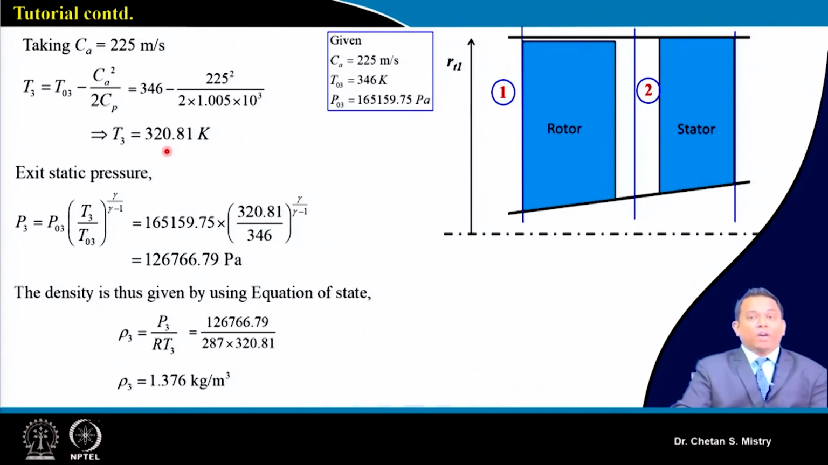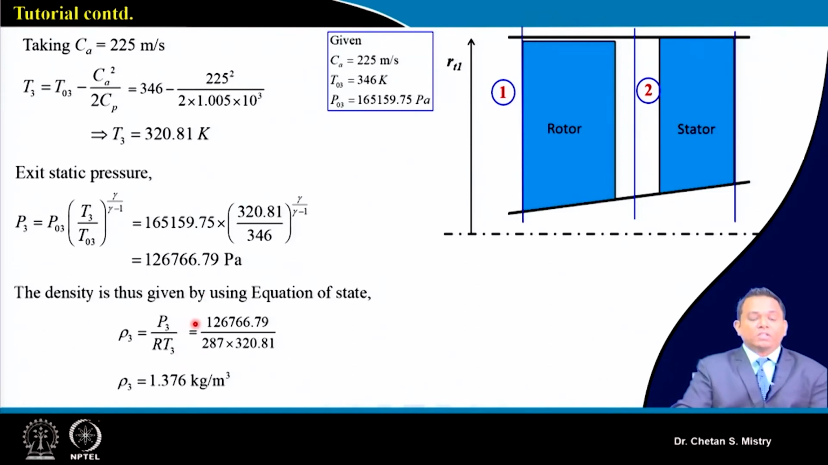Now, based on the isentropic relation, we can calculate the static pressure P3. Putting in our static temperature and total temperature, we get the static pressure at the exit as 126.76 kilopascal. Once this is known, we can calculate the exit density, which is given by P3 divided by R T3.